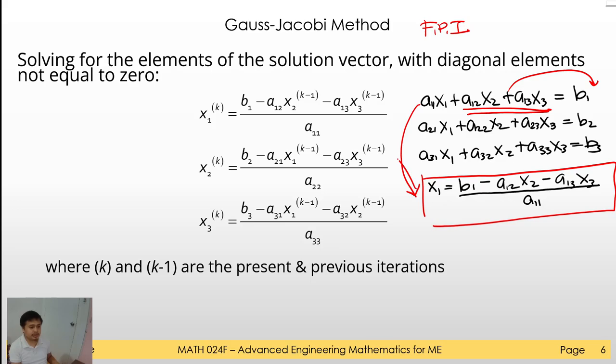and we can do this as well for the second and third equation. So what does this notation mean, the k and k minus 1? It could have a different meaning depending on your perspective. So I'll just put here, k is the present approximation and k minus 1 is the previous approximation. Okay? So to find the present approximation x1 of k, you will need to input here the previous approximation of x2 and the previous approximation of x3.